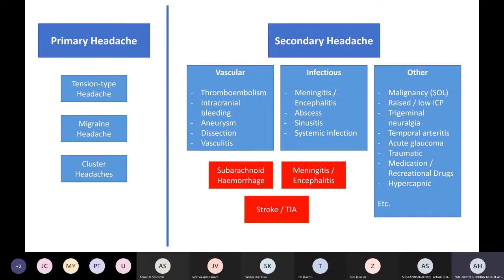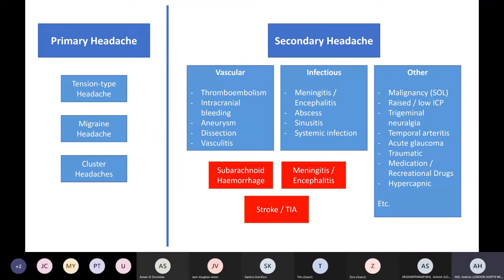Of course, the different types of headaches can pretty much encompass a whole lecture series on their own. I have created this table, which is loosely based on how we classify headaches in neurology. Of course, primary headaches are the more common ones, which you'll hear about a lot. Your tension type, migraine and cluster headaches, which I'm sure need no introduction. And then you've got your headaches secondary to a variety of other causes.